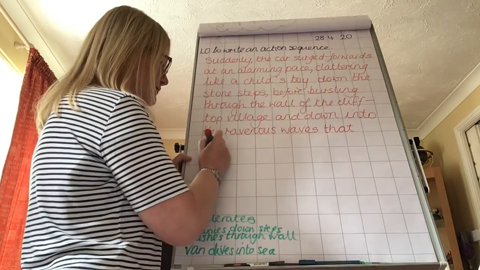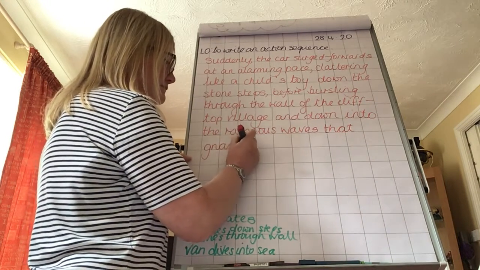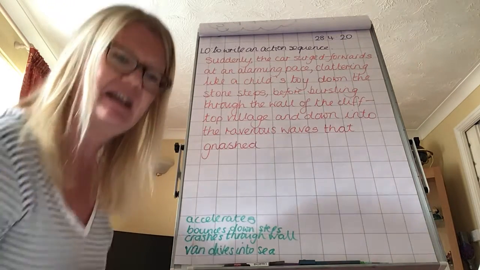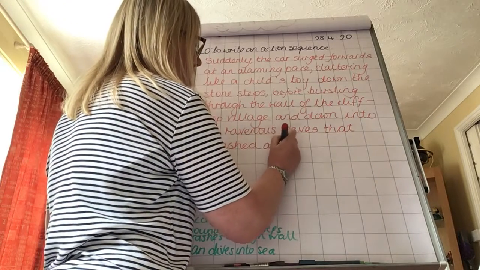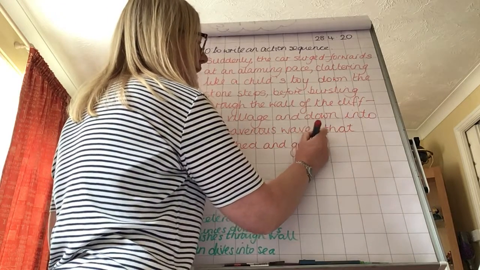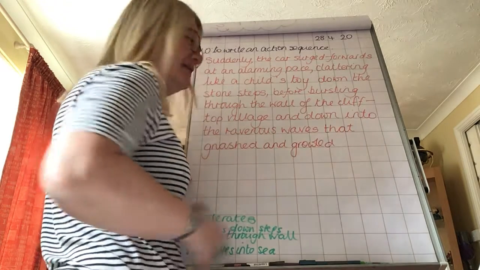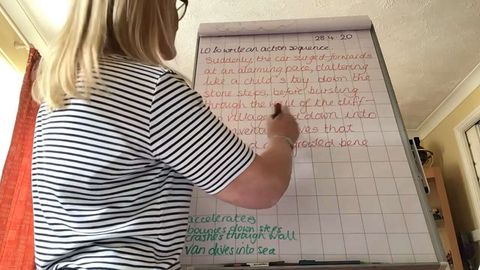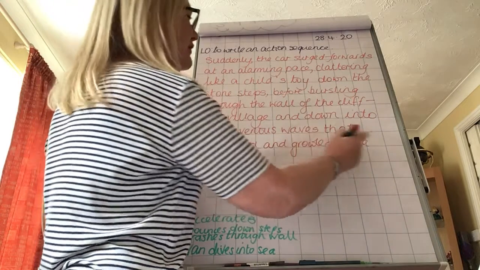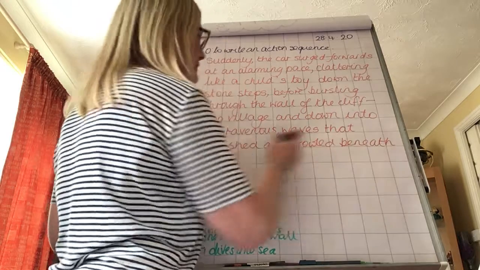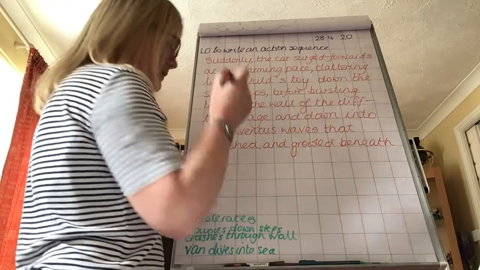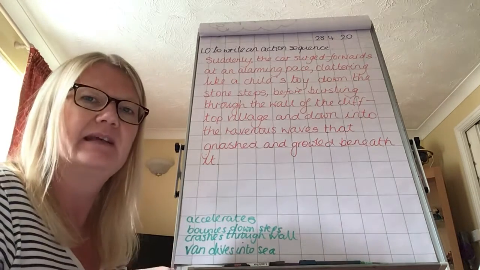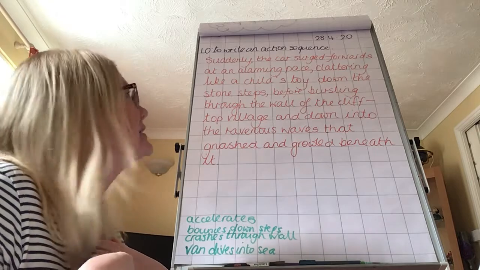that gnashed, you know, in your teeth, okay, that gnashed and growled. Your stomach can growl, can't it, when you're really hungry? Bursting through the wall of the cliff-top village and down into the ravenous waves that gnashed and growled beneath it, because we're talking about the wall. Okay, let's check, because it is a long sentence. Let's check that that makes sense, because I miss words out sometimes.